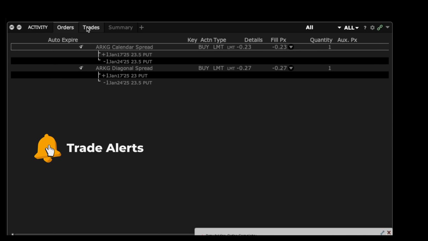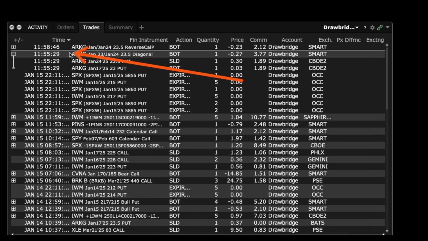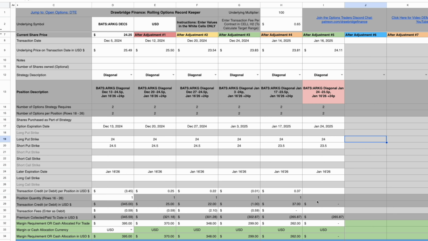And I also need to know what my commissions are. So I'm going to take a look at the trades. My commissions for that trade, buying the January 17th 23.50 put and selling the January 24th 23.50 put. You can see my net commission were $2.12. So I'm going to enter these two values: the credit of 23 cents and the commission of minus $2.12. Let's enter those.